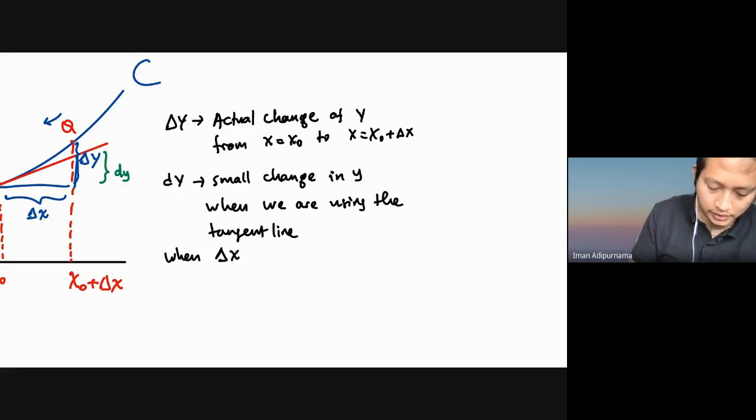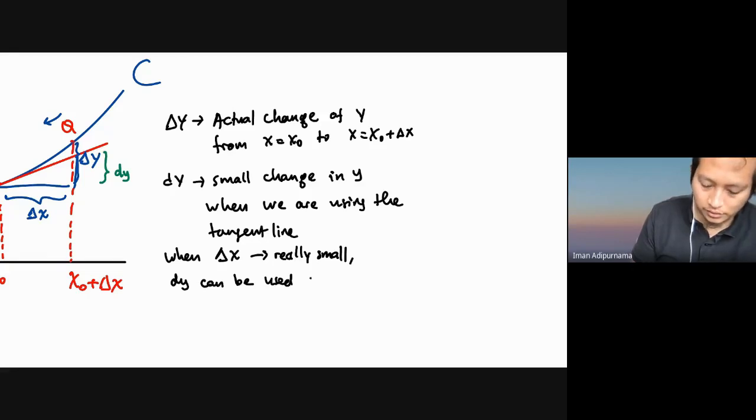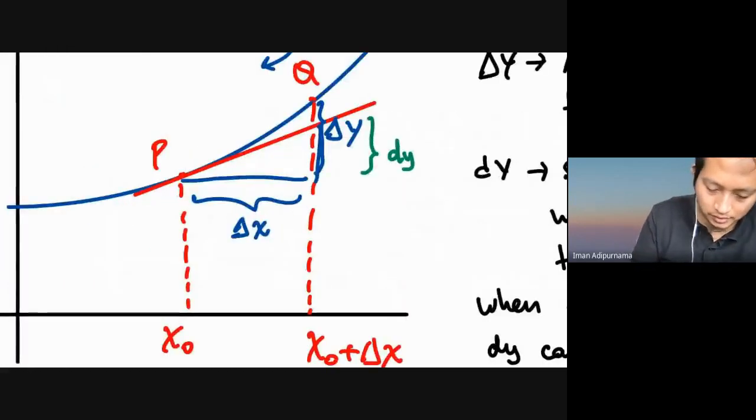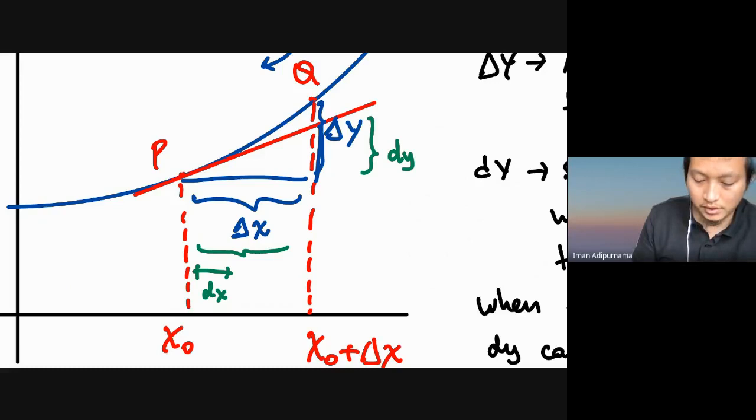When delta x is really small, dy can be used to approximate delta y, right? So if we imagine this delta x becoming really small, then it's similar to what we have done in calculus 1.